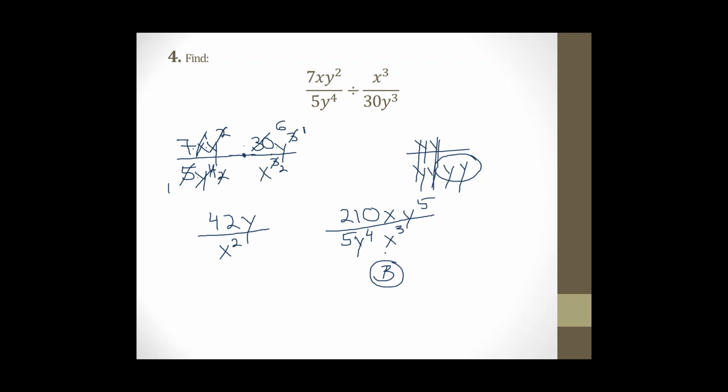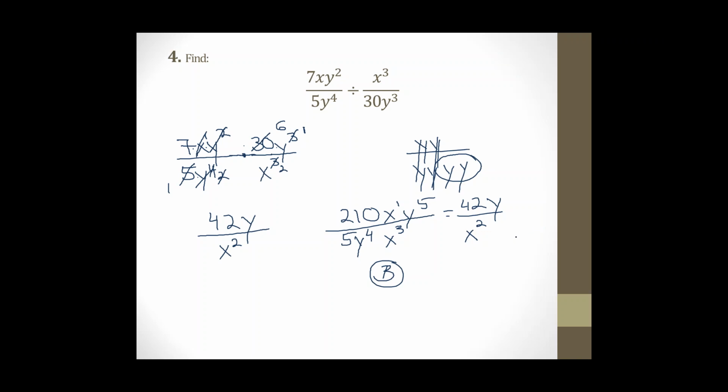Then you could have done the cancellation: 210 divided by 5 is 42, and then 1 x on top, x cubed in the bottom, so x squared. Wait, I'm missing a y. Oh, I had y to the 4th right there. So 5 on top, 4 in the bottom, leaves me with 1 y on top. The same answer. This one required 2 steps, this one only 1. Whatever is easier for you, the main thing is you don't make any mistakes and get the correct answer.